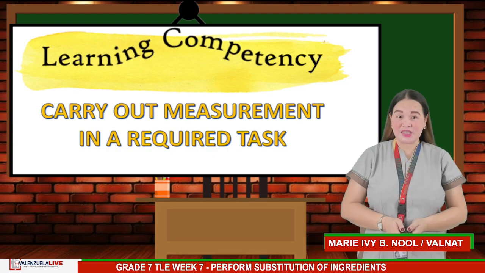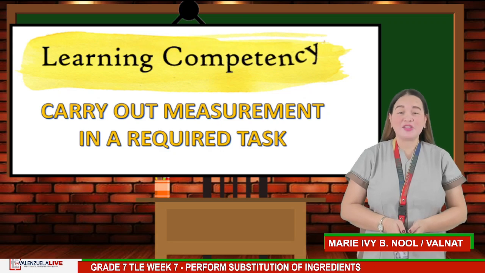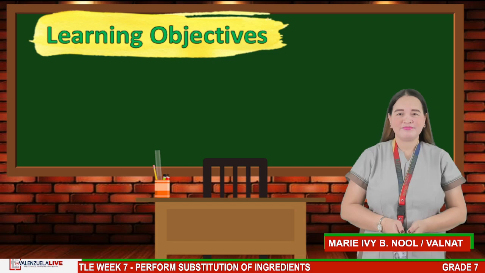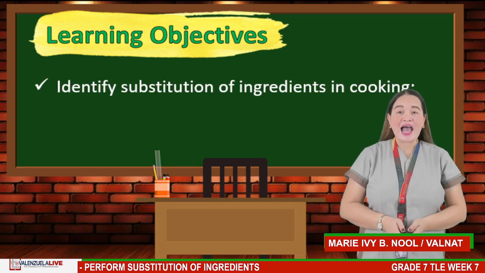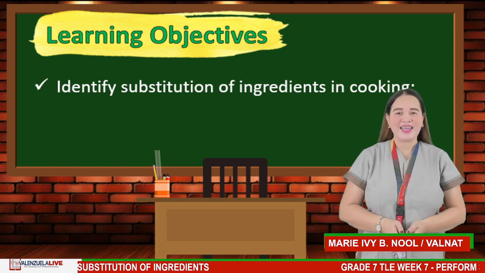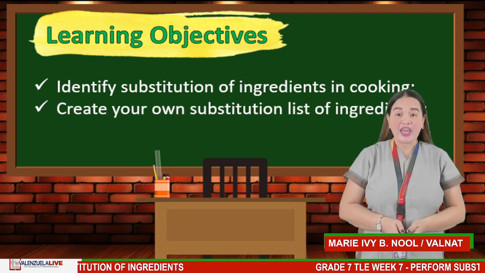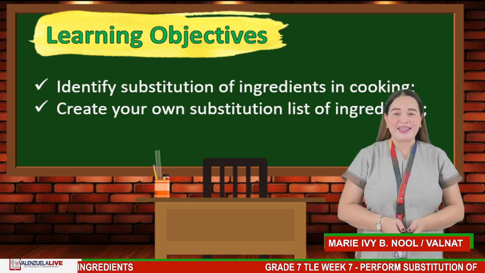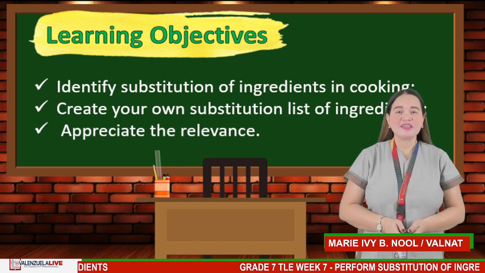Our learning competency for this lesson is to carry out measurement in a required test. For today's objectives, first, identify substitution of ingredients in cooking. Second, create your own substitution list of ingredients. And last, appreciate the relevance.